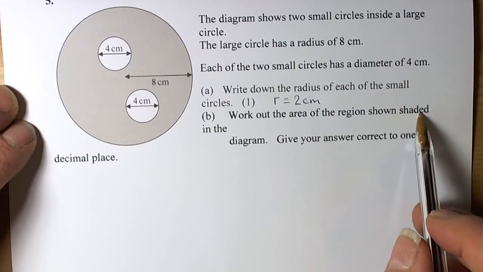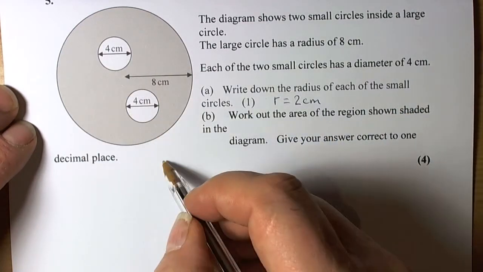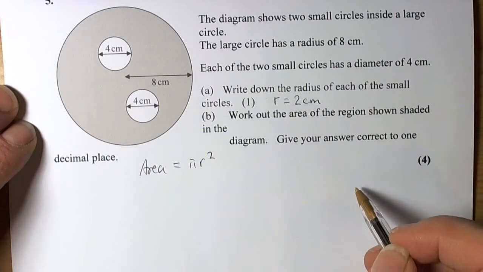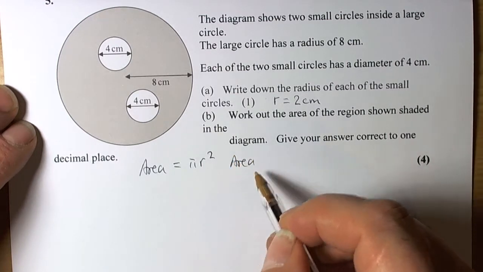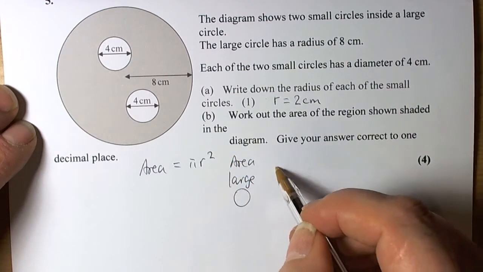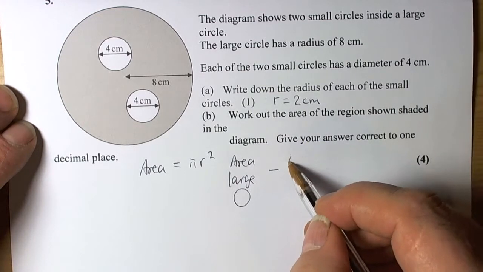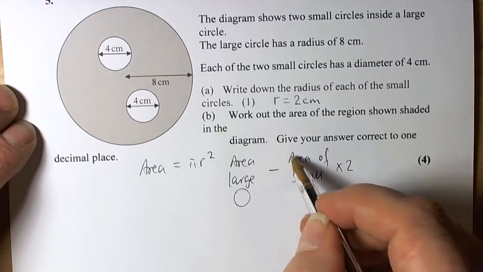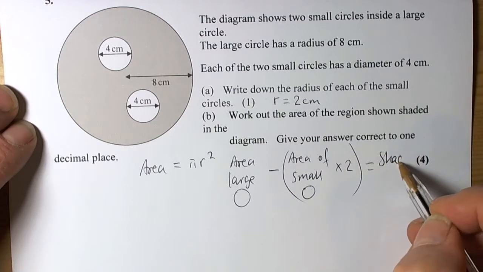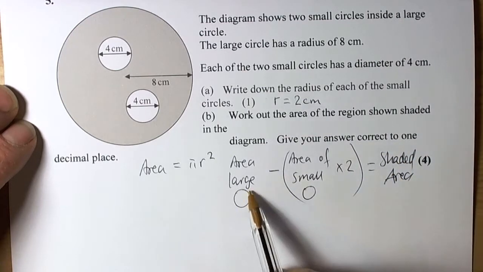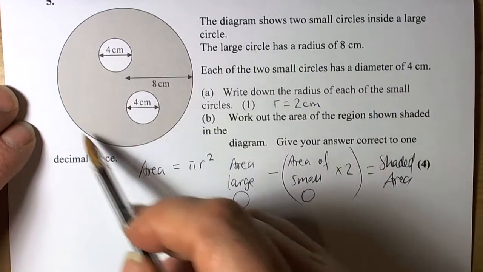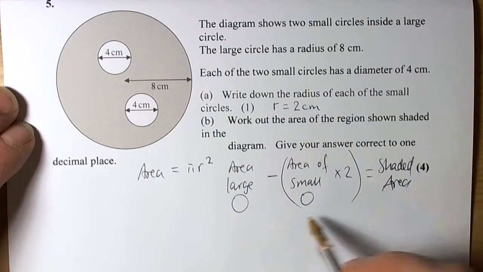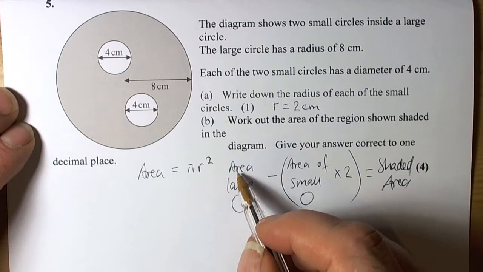Work out the area of the shaded bit. The area of a circle is equal to pi r squared. So we have the area of the large circle minus the area of the small circle times 2, and that equals the shaded area. Basically, if we work out the area of the big circle and take away the 2 little circles that have been cut out, then we're left with the shaded bit. So for each of these we need to know what the radiuses are.